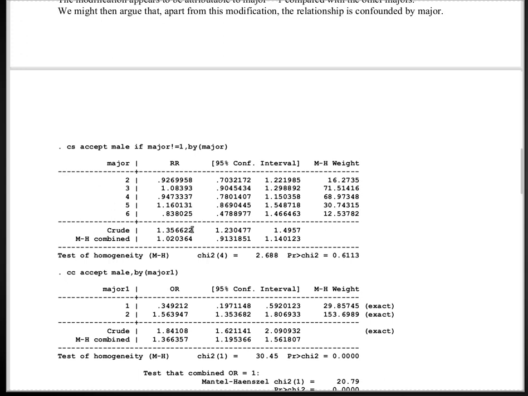The crude and adjusted are different. The adjusted includes the null, includes 1, hence no indication that there's a relationship between acceptance and gender after adjustment for major.